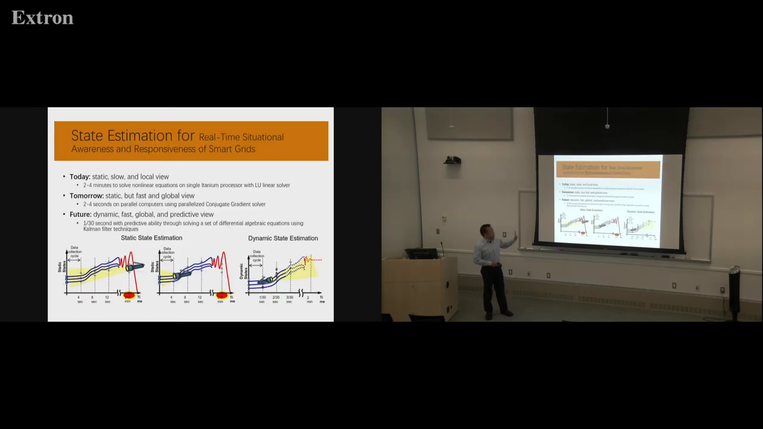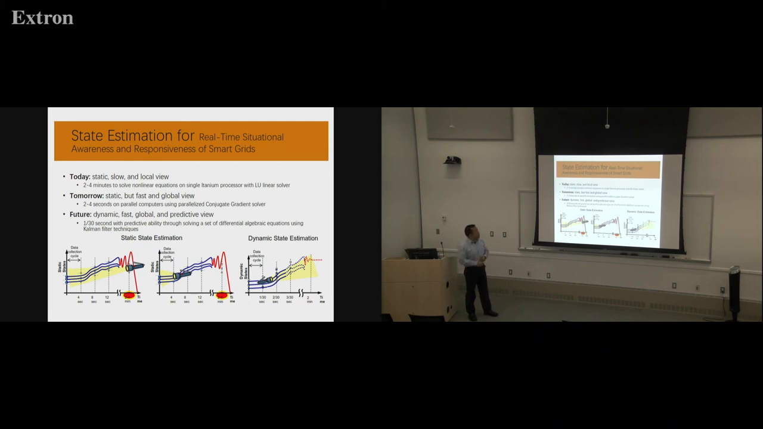That's why nowadays we have a lot of sensor information in the grid, so we can monitor in real time. However, it puts challenges on the state estimation algorithms. So this is today: we are using a static, slow, local view. Basically, it takes 2 to 4 minutes to solve a nonlinear equation on a single processor using LU linear solvers. Tomorrow, we hope to reduce the computational cost using parallel computers to do the CG solvers.